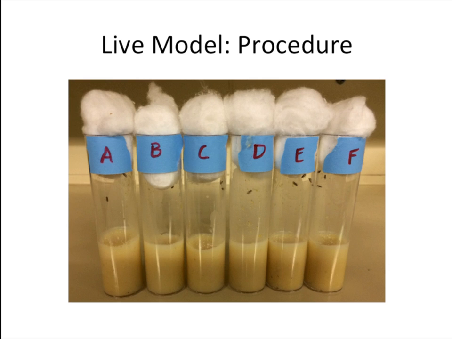So the procedure for the live model. You have to establish these populations in the 6 different vials, and that's what you're seeing here. You have A, B, and C, which each have 1 male and 1 female, and then D, E, and F, which each have 1 male but 3 females. And you see you have these small vials with the food in the bottom, the cotton balls at the top, preventing the flies from escaping. At this point, the picture you're seeing, the flies have already been sexed, so we've anesthetized them, determined their sex, put the appropriate ones in appropriate vials, and then just set them aside.